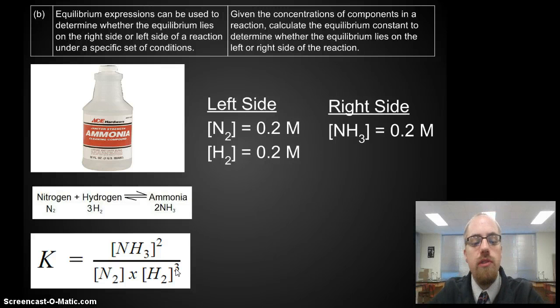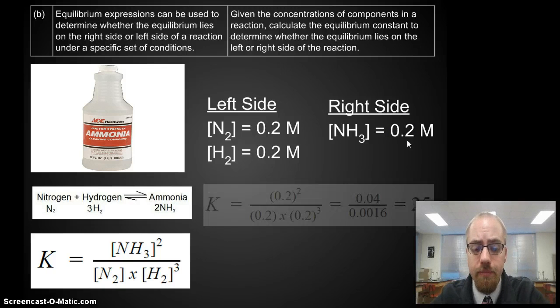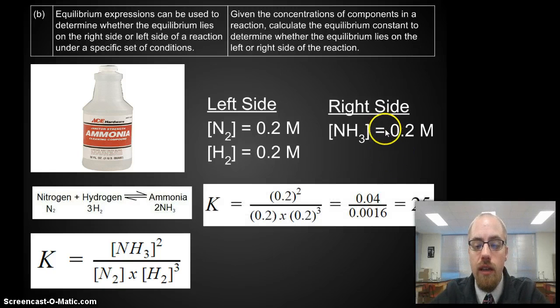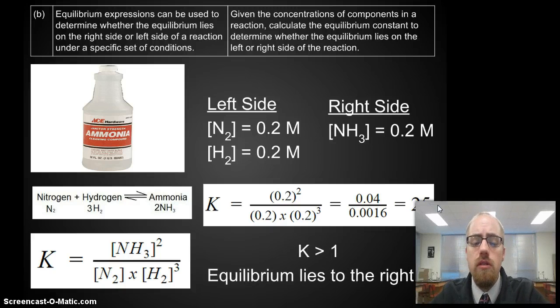So plugging in some values to figure out what this K value actually means, let's say the nitrogen concentration is 0.2 molar and hydrogen concentration is 0.2 molar and ammonia concentration is 0.2 molar. Let's say the concentrations of all three things are exactly the same. What would that look like? Well, when we plug those values into the equation, we wind up with a value of 25. That value doesn't really have any units, but what it does tell us is that the equilibrium is going to lie to the right side of the equation. What that means is that we have a lot more ammonia than we do nitrogen and hydrogen in terms of the equilibrium.